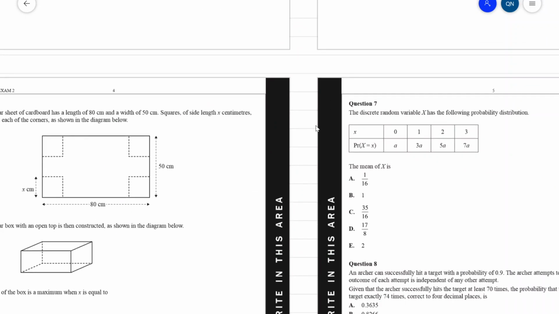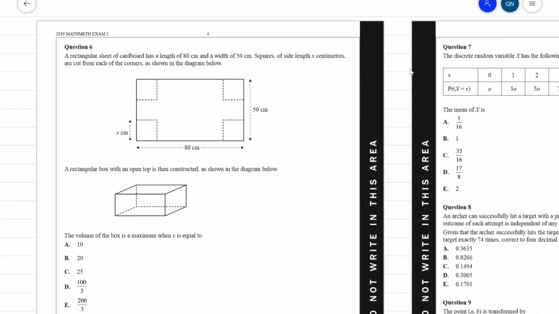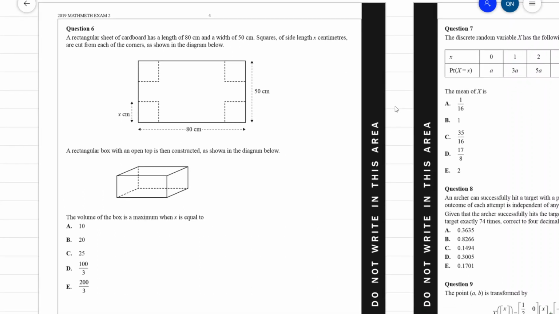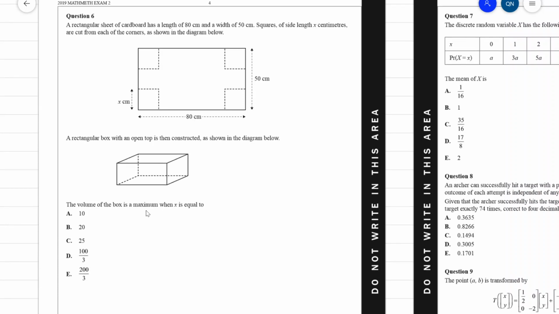All right. Question number 6. We have a rectangular sheet of cardboard with length 80 centimeters and width 50 centimeters. We cut these squares out and fold up the little edges, and we want to find when the volume of the box is maximum. The volume is maximum when x is equal to what? So we want to find this x value for which this occurs.